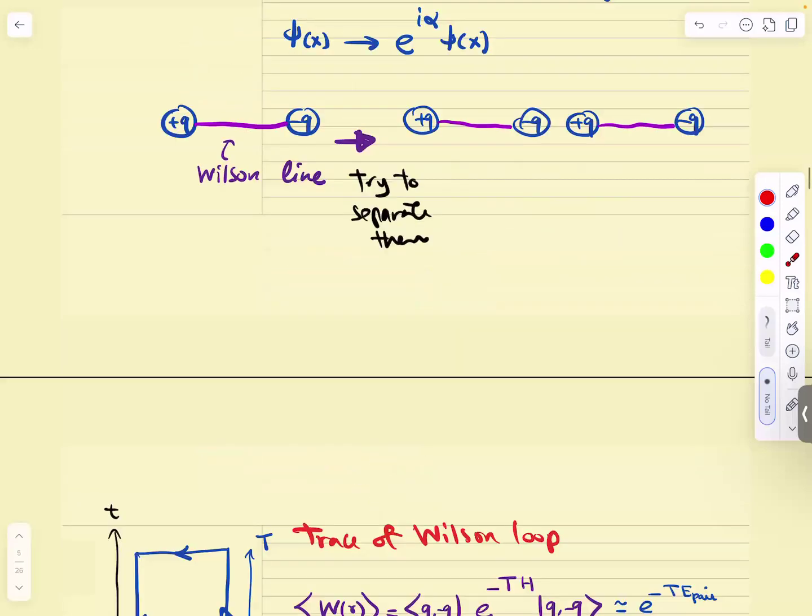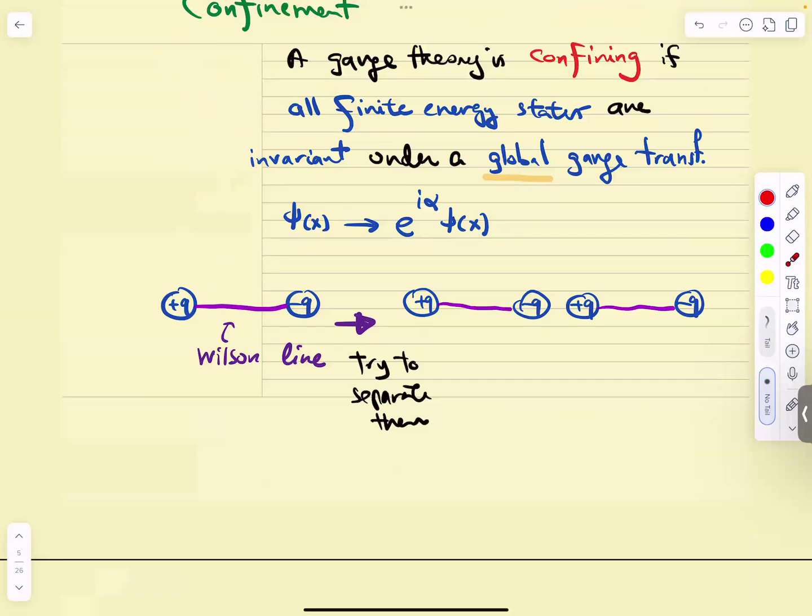Yeah. If you try to separate these in a confining theory, the potential that corresponds to these two guys is scaled linearly with their separation, which means that to isolate a single charge, it will cost infinite energy, right? And that is related to the fact that, of course, you can never have a single charge. But then you could ask physically, what happens as you separate these two guys?